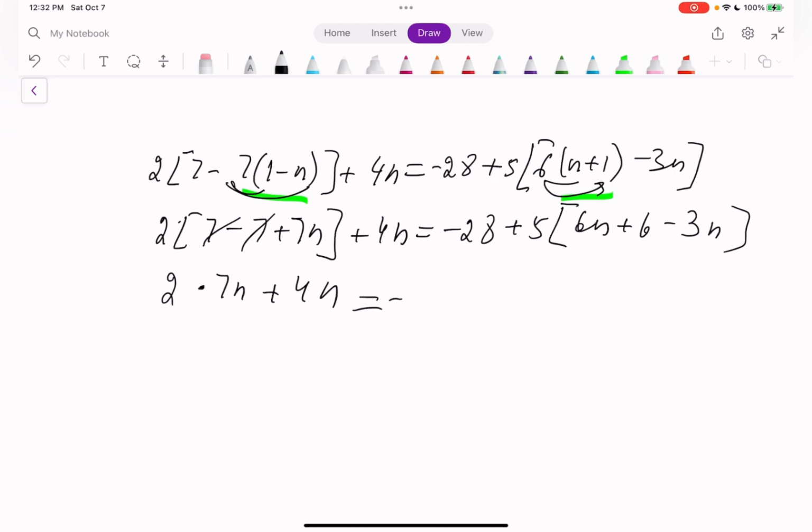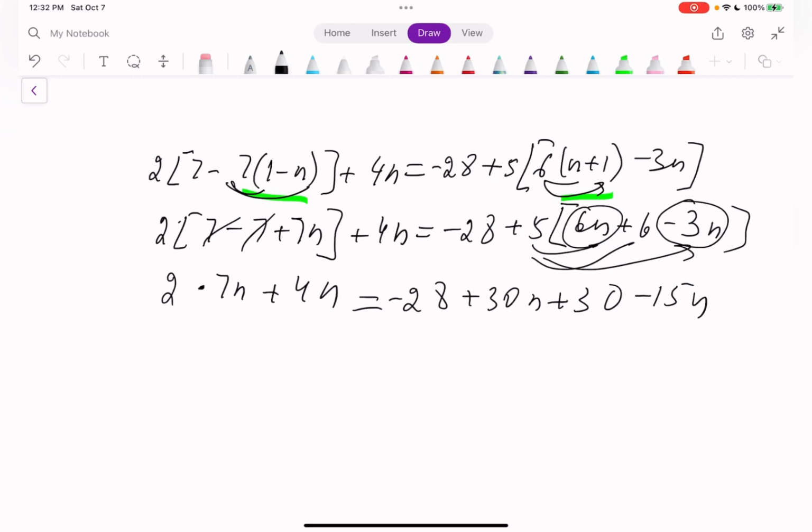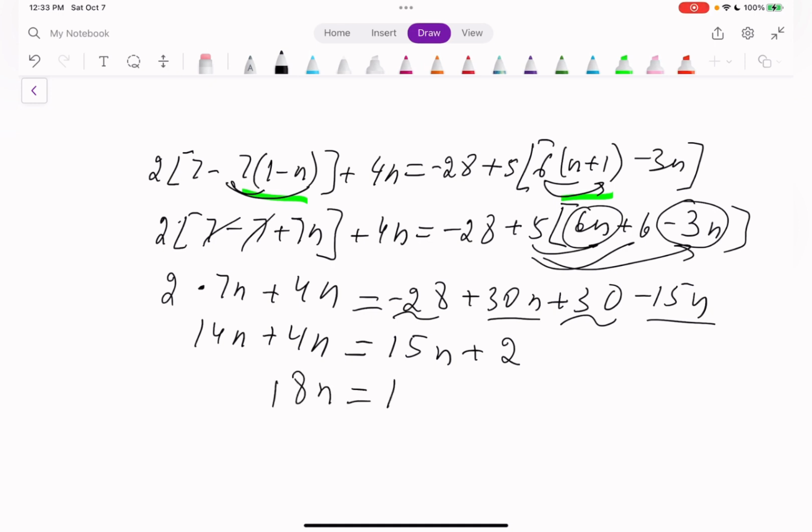Okay, equal negative 28. 5 times 6n is going to be 30n. 5 times 6 is 30. 5 times negative 3n, negative 15n. Well, you can combine these two first and then multiply. I didn't do it. Okay, so 14n plus 4n is equal. So 30n minus 15n is going to be 15n. Negative 28 and 30 is plus 2. Okay, here we got all n's around. 14 plus 4 is 18n equals 15n plus 2.